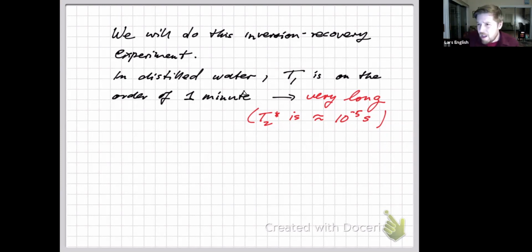So the hydrogen nucleus. And for this sample, we get a T1 that is on the order of 1 minute, which is actually a very, very long time, especially when you compare it to, say, T2 star, which is on the order of 10 microseconds. So what's the difference here? This is 10 to the minus 5 seconds on the order of, this is 1 minute, that's like 60 seconds. So you get almost a factor of 10 to the 7 difference here. So we can say that 1 minute is almost like an eternity.